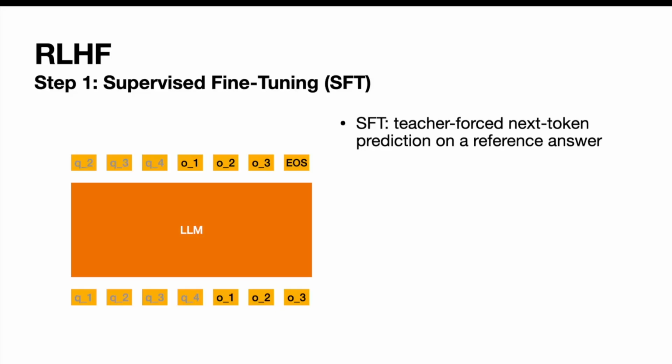Supervised fine-tuning, or SFT, is teacher-forced next token prediction on a reference answer. Same objective as pre-training, but the data is prompt and answer pairs instead of arbitrary text. The goal is to make the model more useful as an assistant by teaching it how to answer questions or follow instructions.